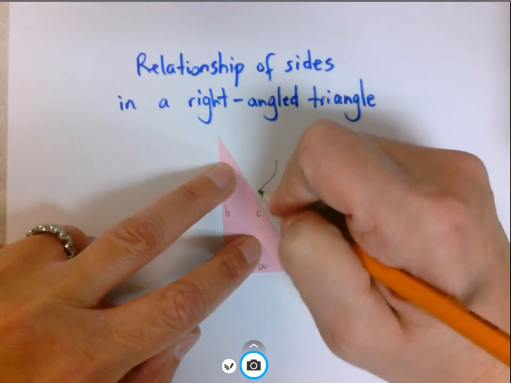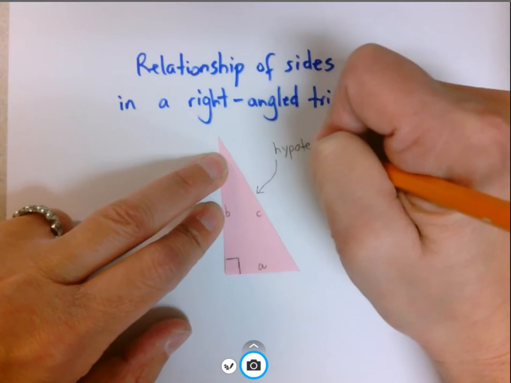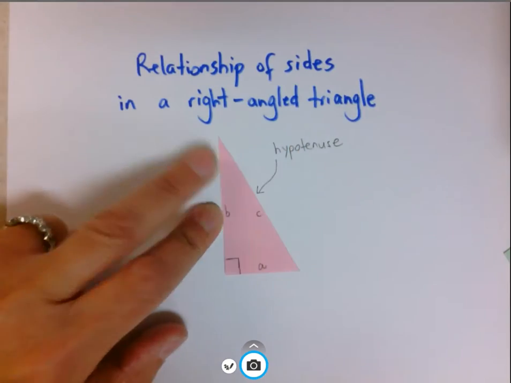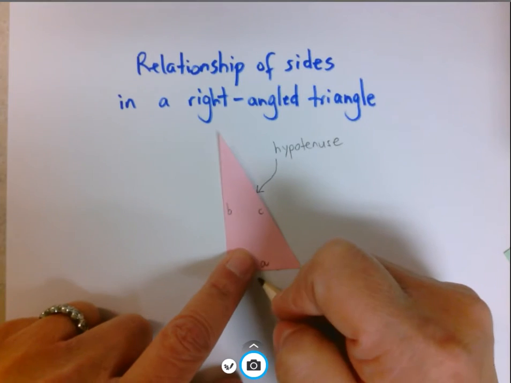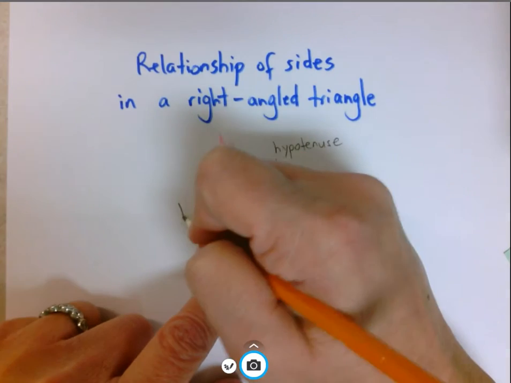And this side has a name. The longest side is called the hypotenuse. Hypotenuse. And then the two shorter sides are called legs. Leg and leg.